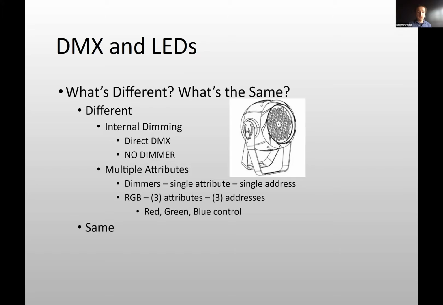The thing that is the same is that you are still manually addressing these lights. If you go up to the back of an RGB PAR, you will see there are little dip switches and you say, this is going to be address 210 or 2 or 504.